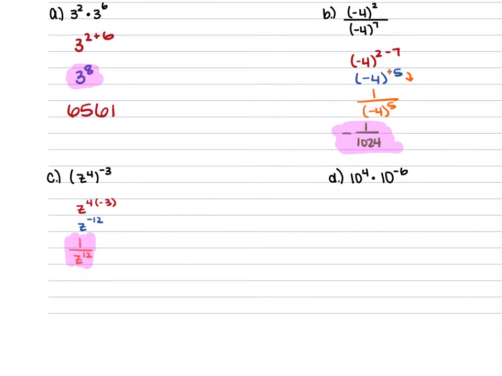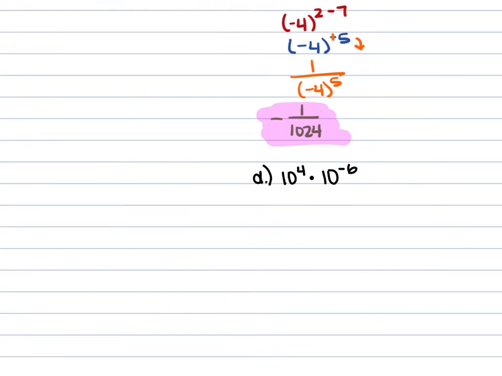For example D, we have 10 to the 4th power times 10 to the negative 6th power. For this 10 to the 4th power and this 10 to the negative 6th power, they have the same bases, so we can keep that 10 and just add those powers since we are multiplying. So the 4 plus negative 6 is negative 2. That's 10 to the negative 2nd power.